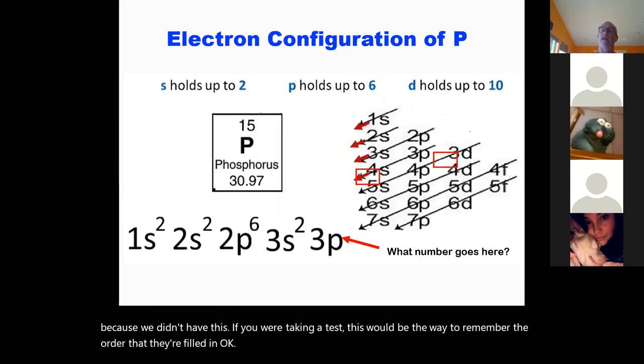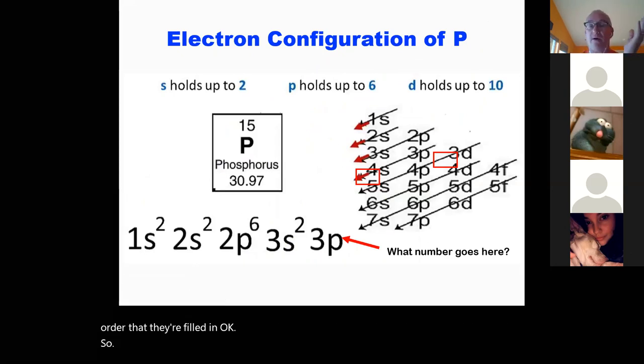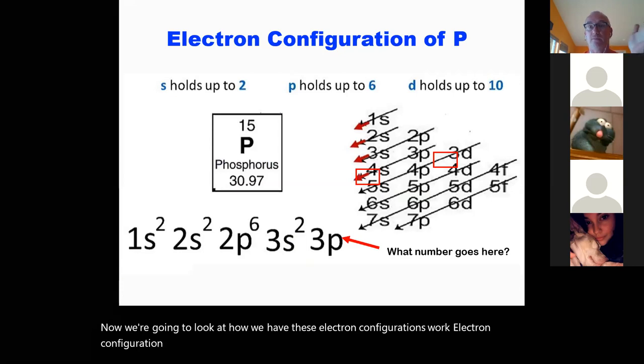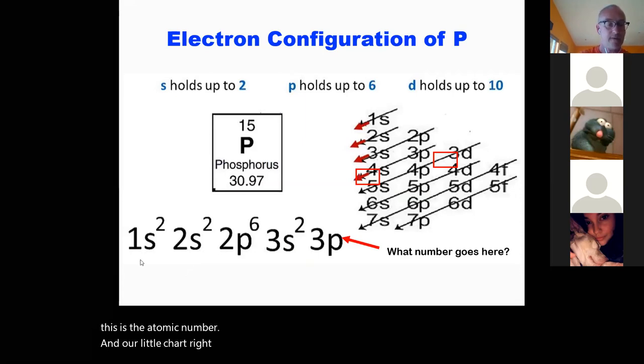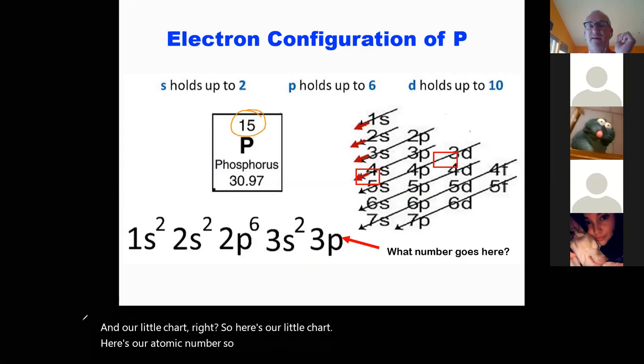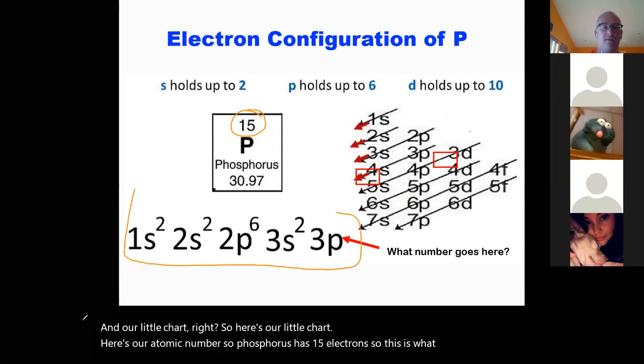So now we're going to look at how these electron configurations work. Electron configuration basically tells you where all the electrons are in a particular atom. So all we need to do this is the atomic number and our little chart, right? So here's our little chart. Here's our atomic number. So phosphorus has 15 electrons. So this is what the electron configuration looks like.